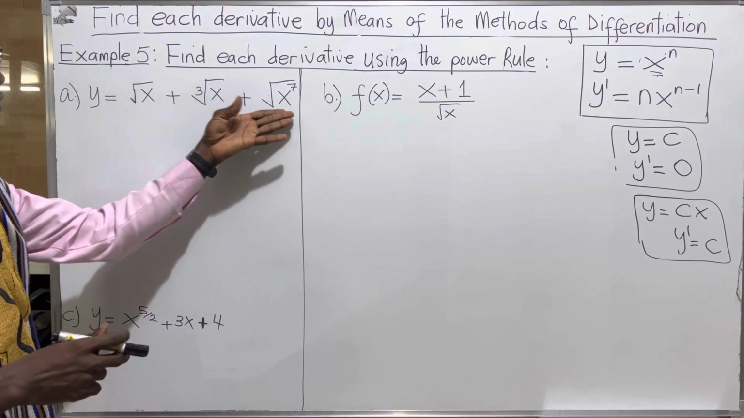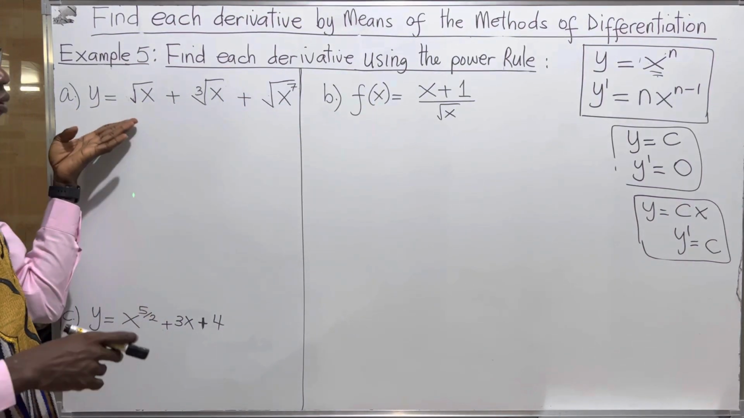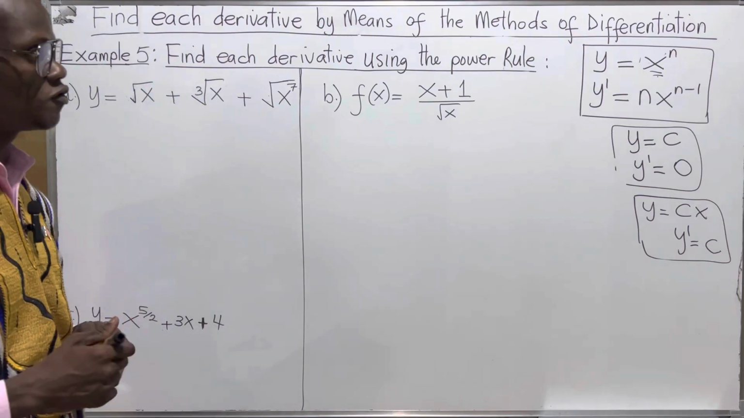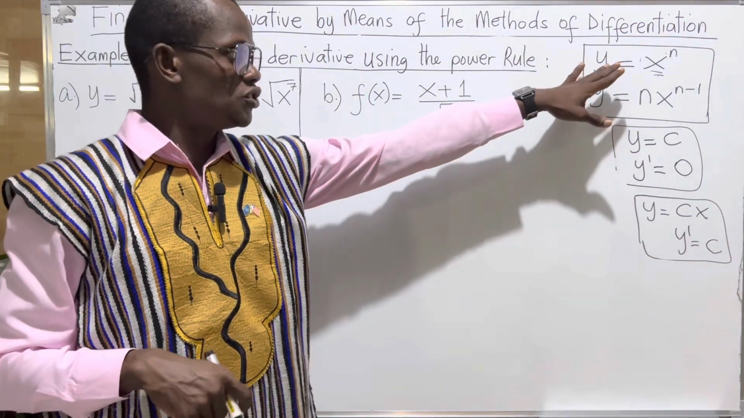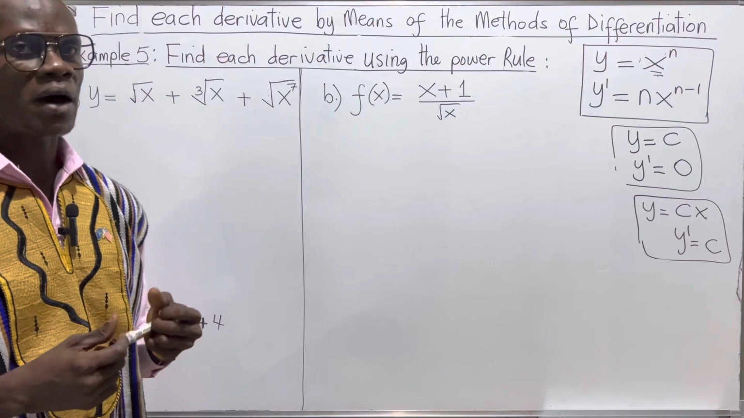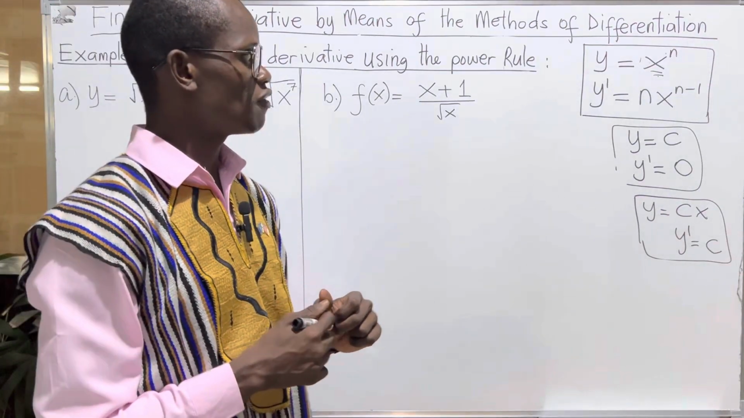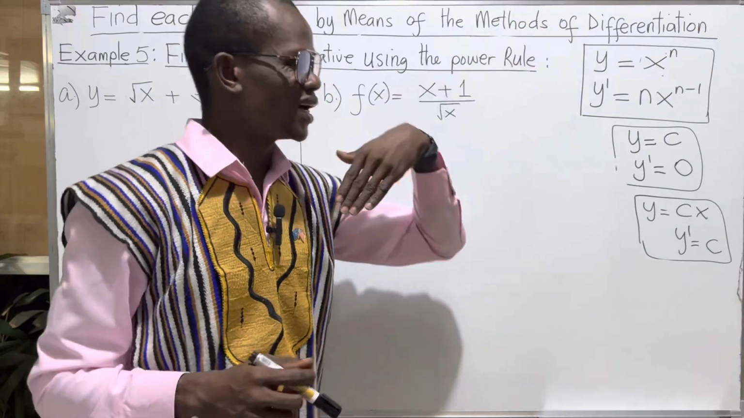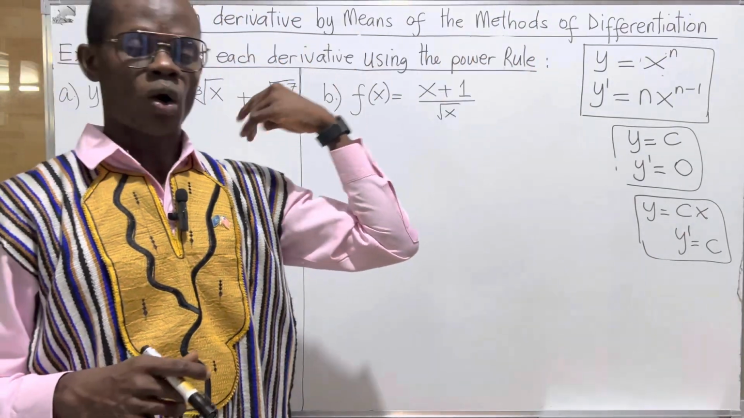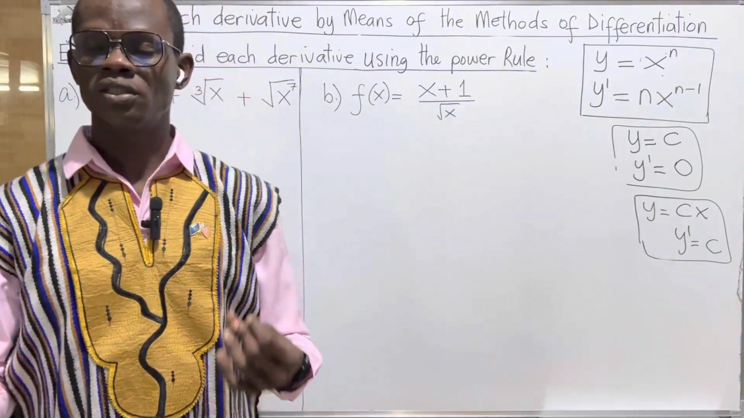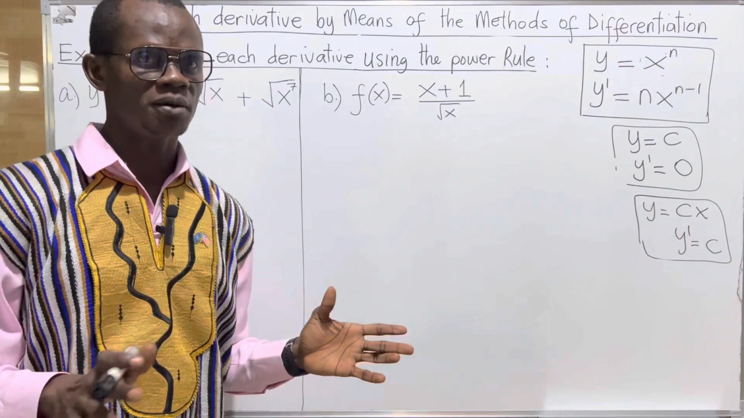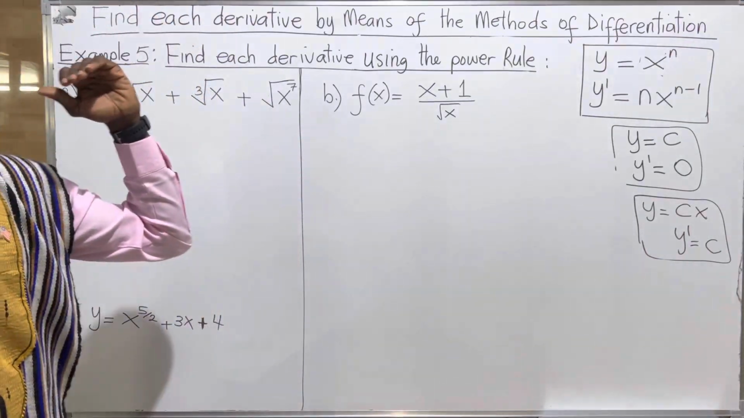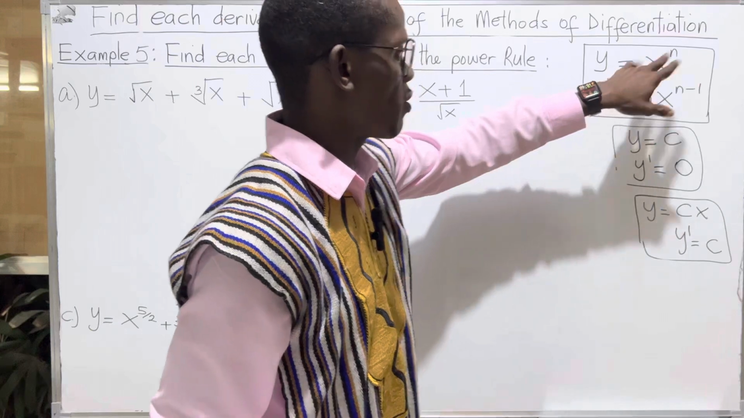The first thing you need to do if you see a problem in radical form is to put it within the general form of the power rule. The power rule general form is some x raised to a power, right? That power can be a whole number, a fractional number, a negative number, whatever number, but it should just be a variable raised to a power.